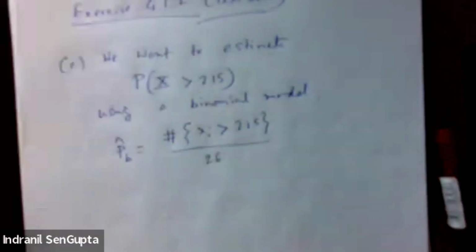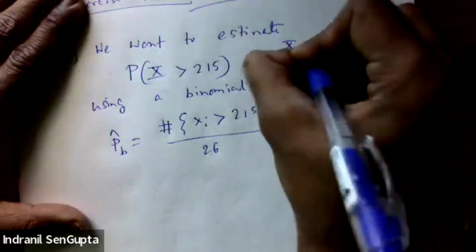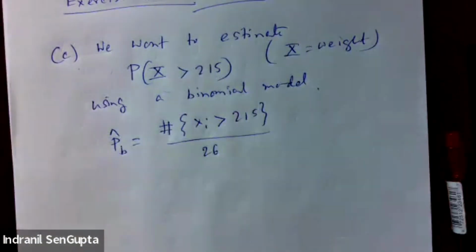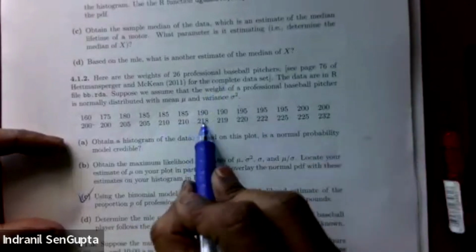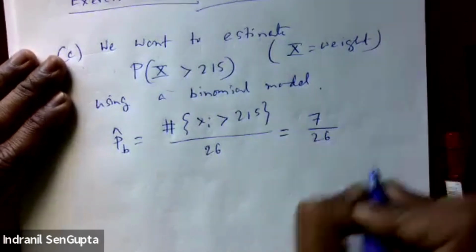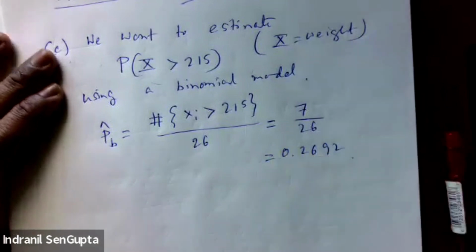which is 1, 2, 3, 4, 5, 6, 7, 8, 9, 10, 11, 12, 13. So 26. So out of 26 players, let's see how many weigh more than 215, where X is the weight. So that means all of this is less than 215. So it's 1, 2, 3, 4, 5, 6, 7. So there are 7 players who weigh more than 215. So it's 7 over 26, which is 0.2692.